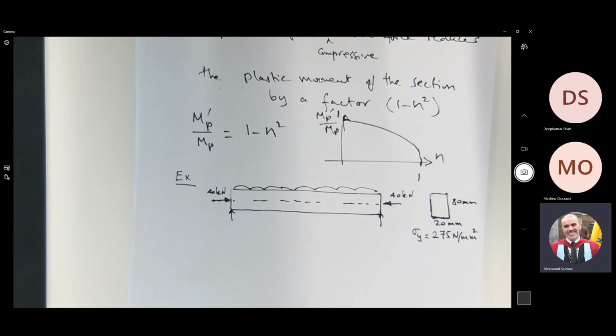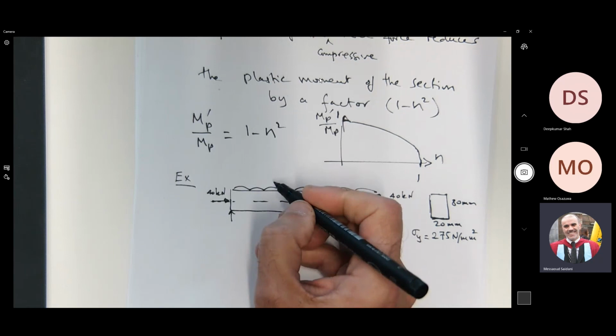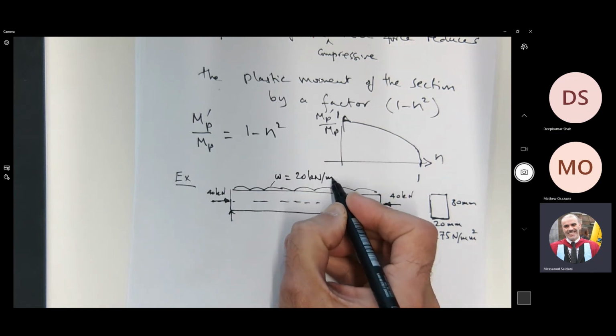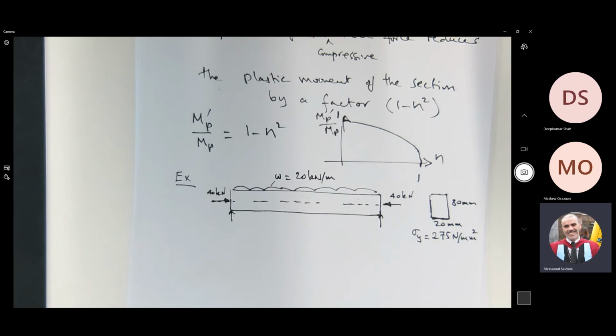What's the UDL? Do we need it? We don't. But when we get a question like this, we'll have to find out everything. It depends on the question. In this case, you don't need the UDL. Even if I give you a UDL, for example 420 kilonewtons per meter, you don't need it.